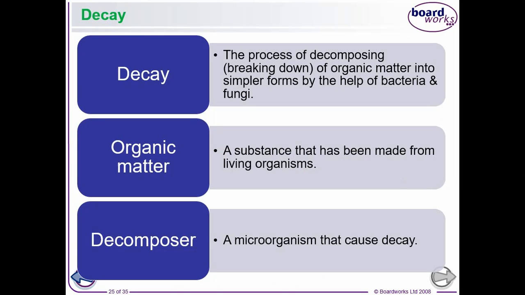Okay, now we're going to talk about decay. What is decay? It's the breakdown or decomposition of organic matter by microorganisms into simpler forms. The organic matter is any substance that is made of living organisms. It can be a dead organism, it can be a part of an organism like a leaf or a twig, or it can be the solid waste of organisms. Okay, a decomposer is a microorganism that causes decay, that breaks down the organic matter, which can be a dead body, part of the dead body, or the waste of living organisms into simpler forms.